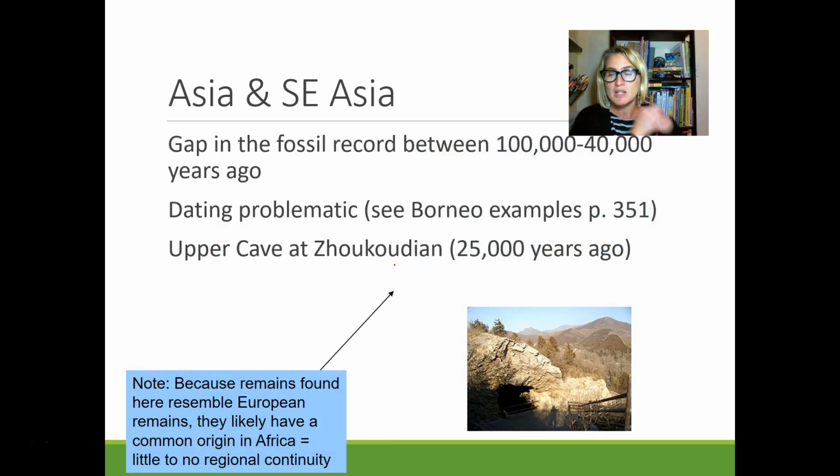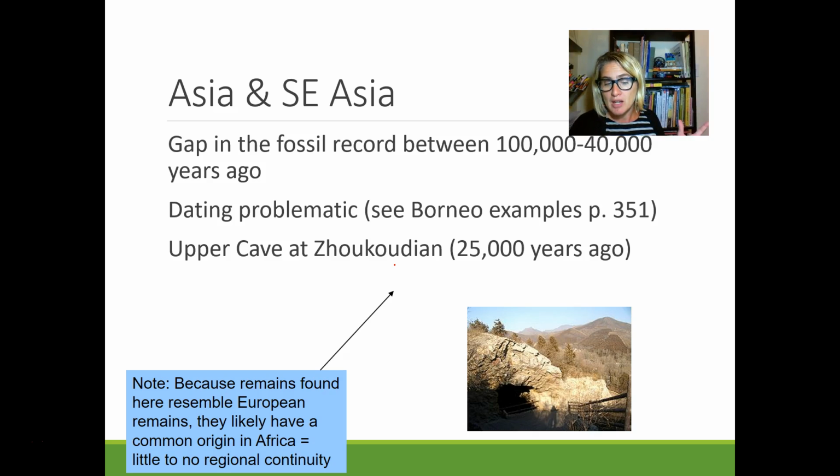We have some interesting finds at the upper cave at Zhoukoudian in China. And as I mentioned, I've actually mentioned this cave before because in lower layers of this cave you have other hominin remains, but you have anatomically modern Homo sapiens in that cave dating to about 25,000 years ago.